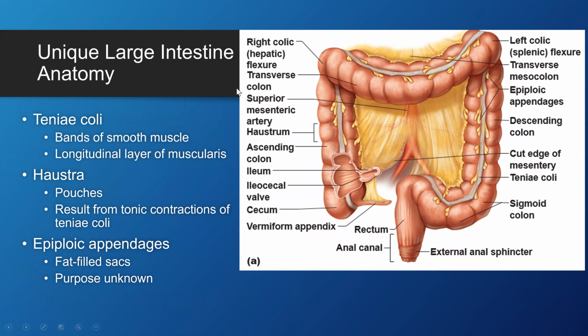Unique structure of the large intestine include tinea coli. So tinea coli is these muscles, and those are longitudinal muscle. Now they are not covering the whole tube, the whole intestine. It's just the remaining part of longitudinal muscle forming this tinea coli. So it's just bands. Then haustra are those pouches, and they are result from tonic contraction of this tinea coli, and epiploic appendages that are filled sacs right here, and purposes unknown.